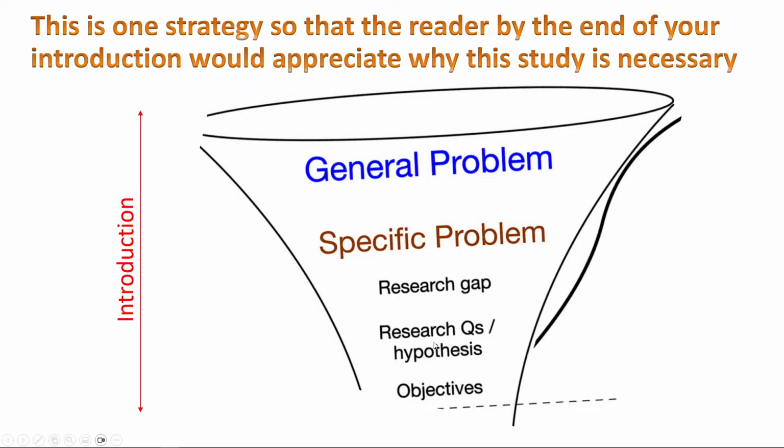So by the end of the introduction, the reader should know this. He should have a very good understanding of your topic. He should know what has already been done. So he knows the general problem, the specific research problem, and why this is important, and then within this specific problem, what has already been done. These are the research gap.